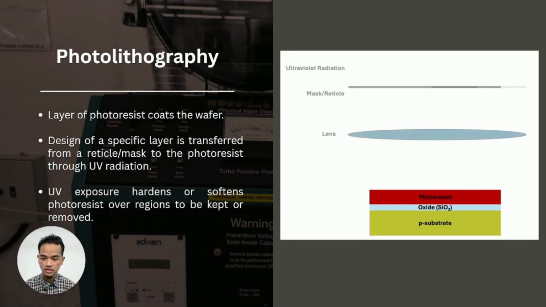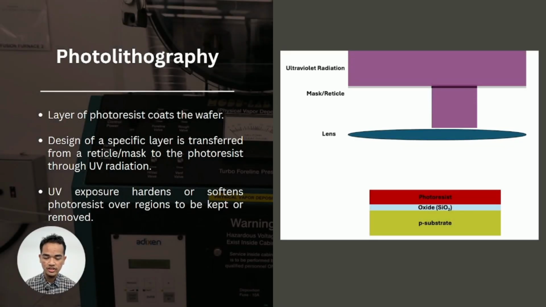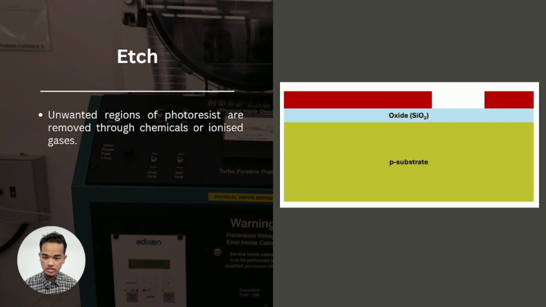The next process, photolithography, is when the design of the IC is transferred onto silicon. The substrate is first coated with a layer of photoresist and then exposed to UV radiation through a mask. This mask or reticle is what provides the specific pattern for a certain layer of the chip. UV exposure either softens or hardens the photoresist over regions where it is to be kept or removed during the etch step. During etch, the soluble regions of the photoresist are removed either through chemicals or with ionized gases, which exposes the layer below them.